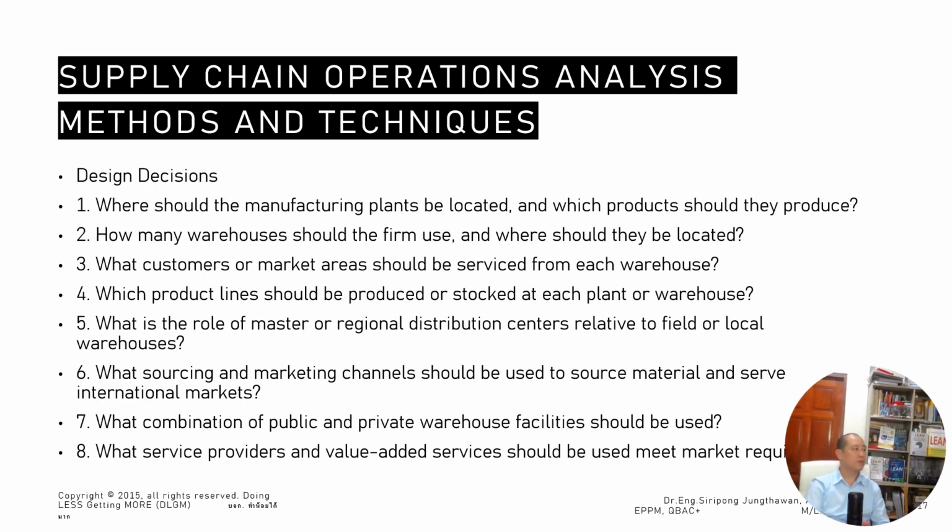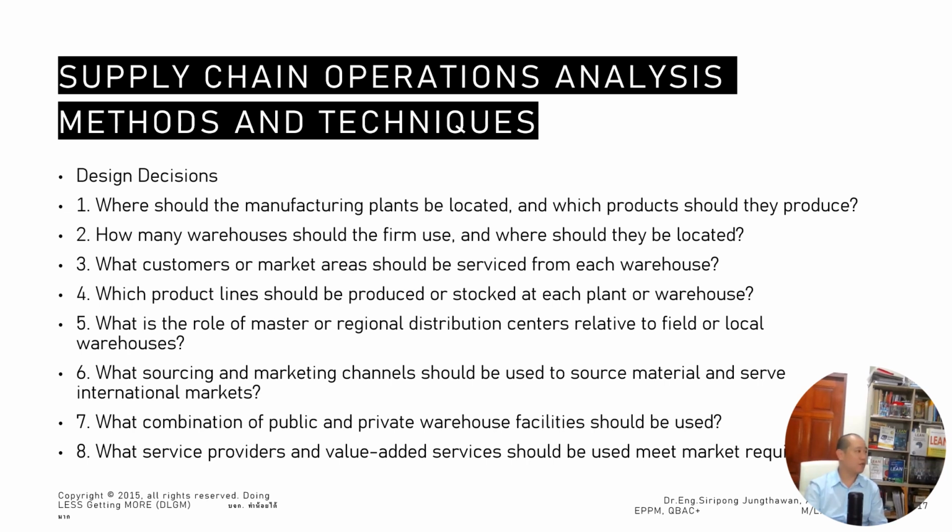In this topic, supply chain operation analysis methods and techniques, you can see the list of questions for design and decision making, the questions for designing your supply chain. The first: where should the manufacturing plants be located, which you link to where the raw material is located and where your customer is. So is the manufacturer at the center, or near the supplier or vendor, or near the customer location? That is the first question for designing your supply chain.